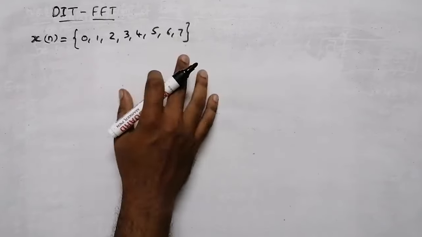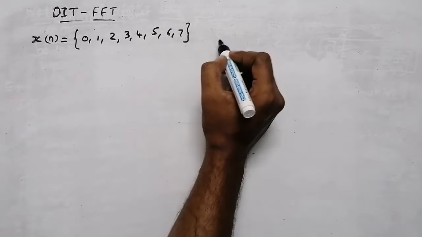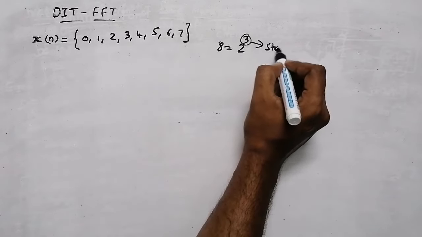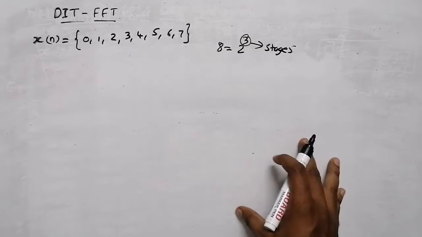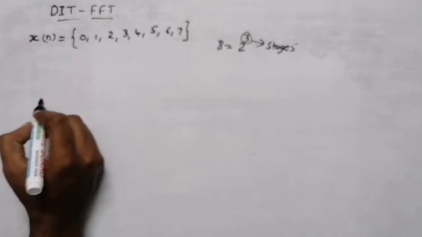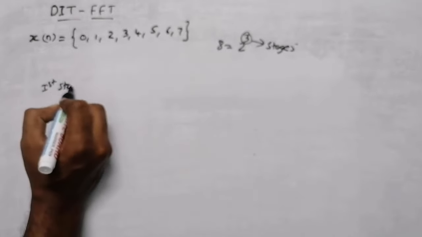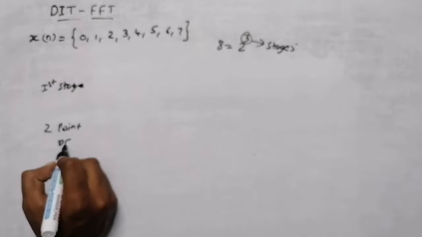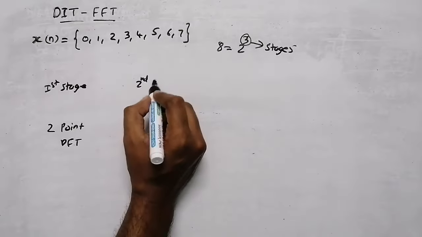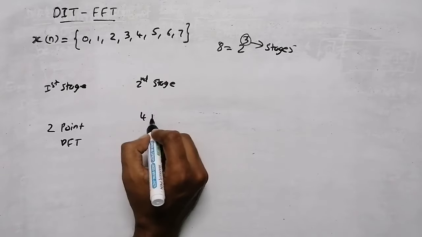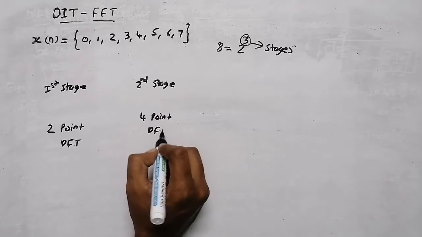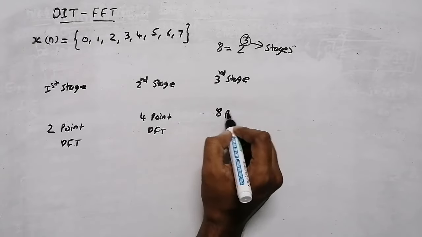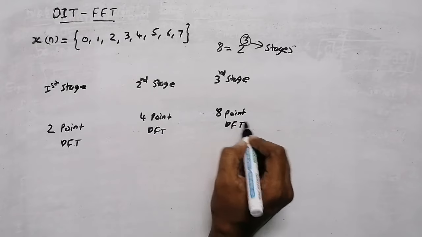So in the question, there are 8 elements. That means 2 raised to 3, so there will be 3 stages while drawing the algorithm. The first stage is the 2-point DFT stage. The second stage will be the 4-point DFT. And the last stage, the third stage, will be the 8-point DFT.